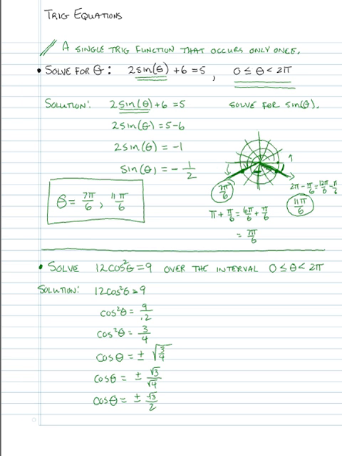Now, we're looking for the value of theta. See, that's what we're looking for. Theta is what? Well, here we know that we have two possibilities. The cosine of theta might be the square root of 3/2, or the cosine of theta could be the negative of the square root of 3/2.